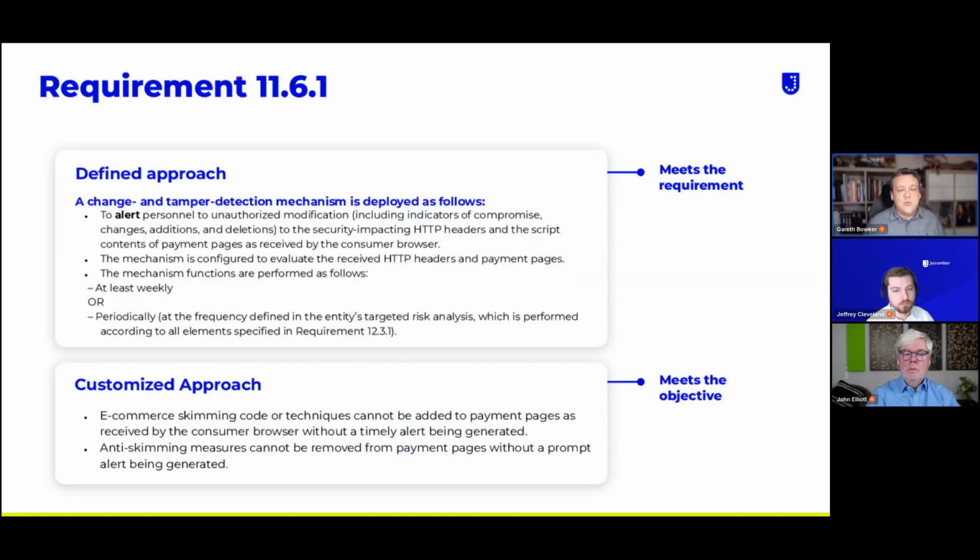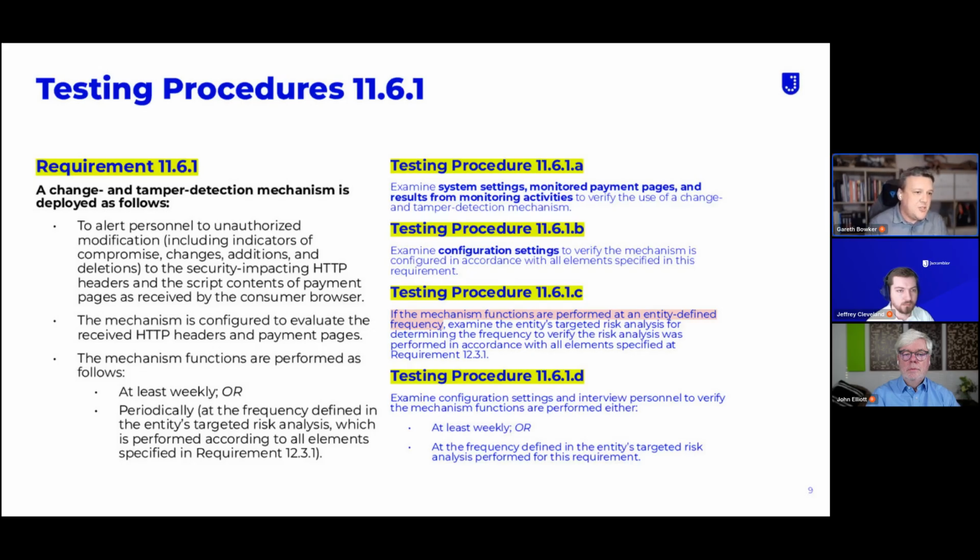And then for 11.6.1, it's basically the same thing. Again, I'm not going to read this, but you can see the intent of the requirement there, the objective of the requirement at the bottom. And for the testing procedures here, for point A, you can see that the assessor will want to look at your system settings. So looking at the web pages themselves as well, and seeing the results from your monitoring. So you need to be able to know exactly where each of those pieces are.